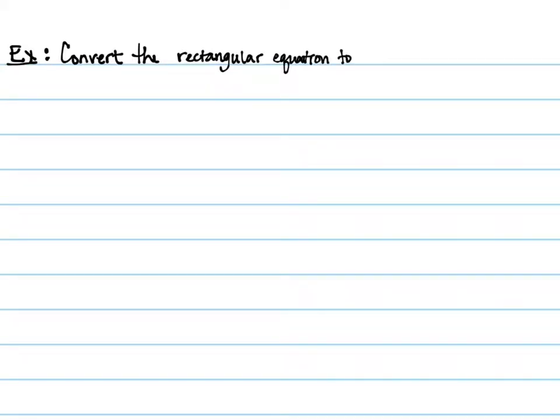We're going to do another one that's a familiar type of equation, but we're going to convert in the other direction. So we're going to convert the rectangular equation to polar form and graph. And the equation we're going to use is y squared minus x squared equals 4.